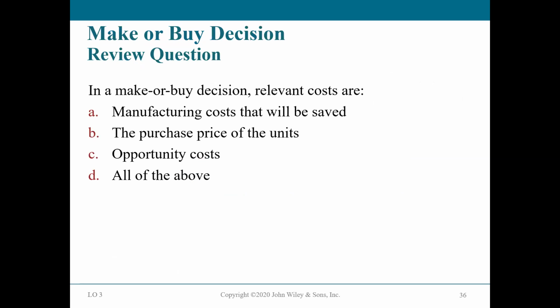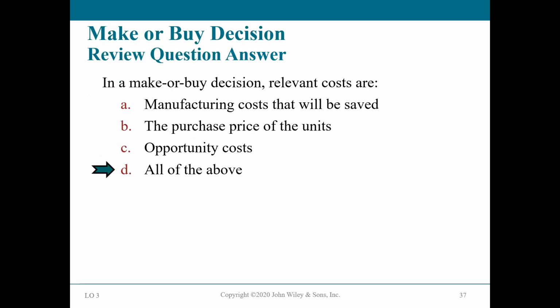Little review question on the make or buy decision. Relevant costs are manufacturing costs to be saved, the purchase price of the units, opportunity costs, or all of the above. You just walk through it, and it's all of those items.